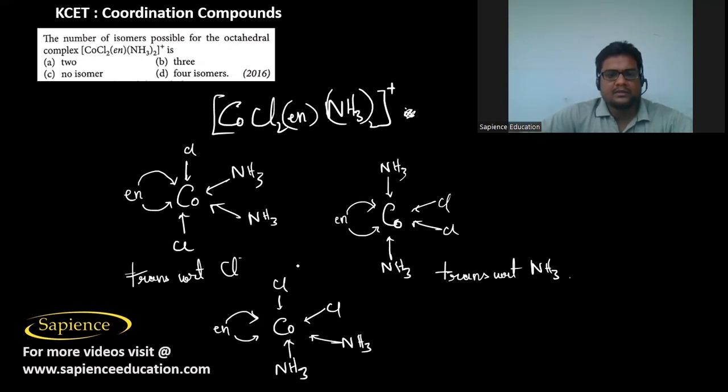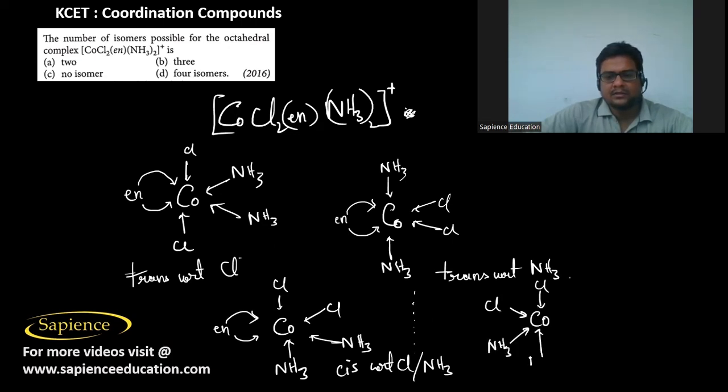So here the two chlorines are on the same side. So here it is cis with respect to Cl or with ammonia also. And its mirror image I can also form, which is Cl, Cl, NH3, NH3 and En. So both these isomers are cis with respect to chlorine and ammonia.